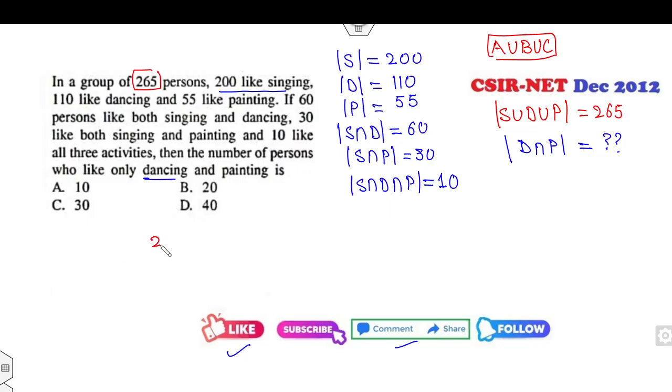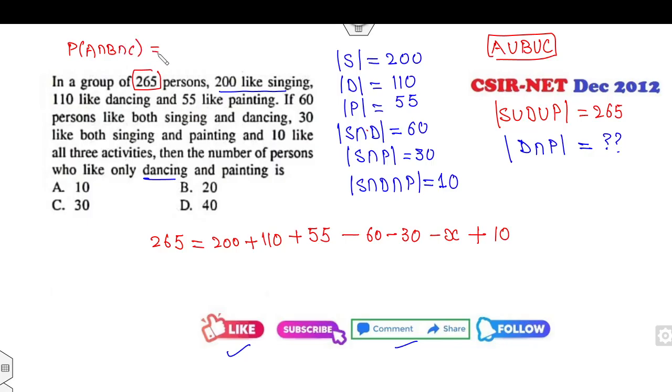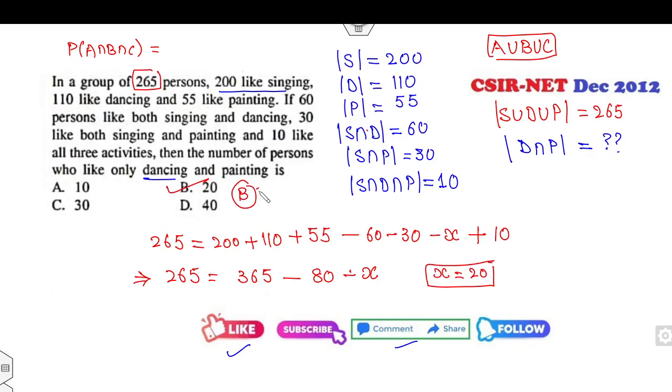The cardinality of A union B union C is equal to cardinality of A plus cardinality of B plus cardinality of C, minus A intersection B, that is 60, B intersection C, C intersection A, plus A intersection B intersection C. If you remember that formula, I can convert it into cardinalities. So what will happen? This is 265, this is 365, it's 90 plus 10 is 80. So it will be 100, it will be 20. So x will be 20, the right answer of this problem. You can see how few seconds you need to crack this question.